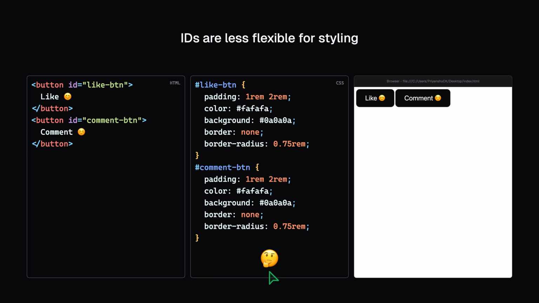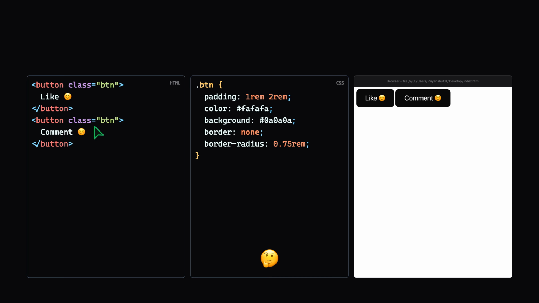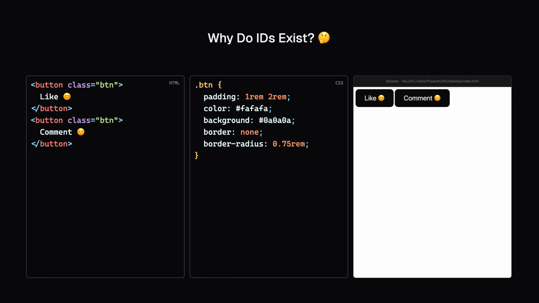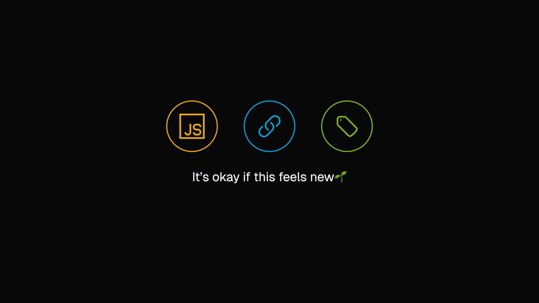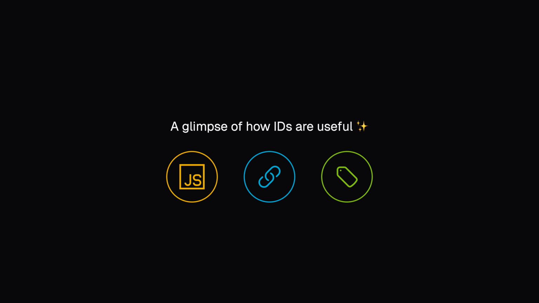So you might be thinking, if classes can do the same job and are more flexible, why do IDs exist at all? Before I show you some examples, don't worry if you don't understand everything I'm about to mention. You are not expected to know these yet. I'm just showing them so you see the bigger picture of what IDs can do beyond styling.